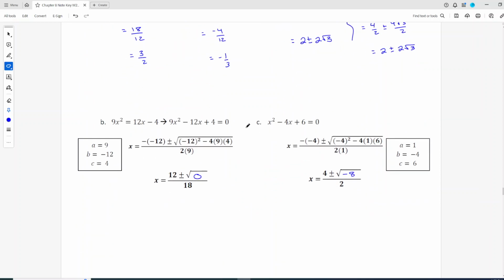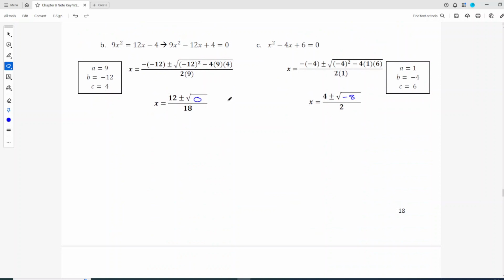All right, last two down here. For this one, I got a 0 underneath the square root sign. Well, what does that mean? Well, when I go to solve it, I've got 12 plus or minus 0, which means I just have 12 over 18. 6 goes into both 12 and 18, and I'm left with 2/3. What did I get? Well, when the number underneath the square root sign is 0, there's nothing to add and subtract, so I get one rational solution, because I got rid of the radical.